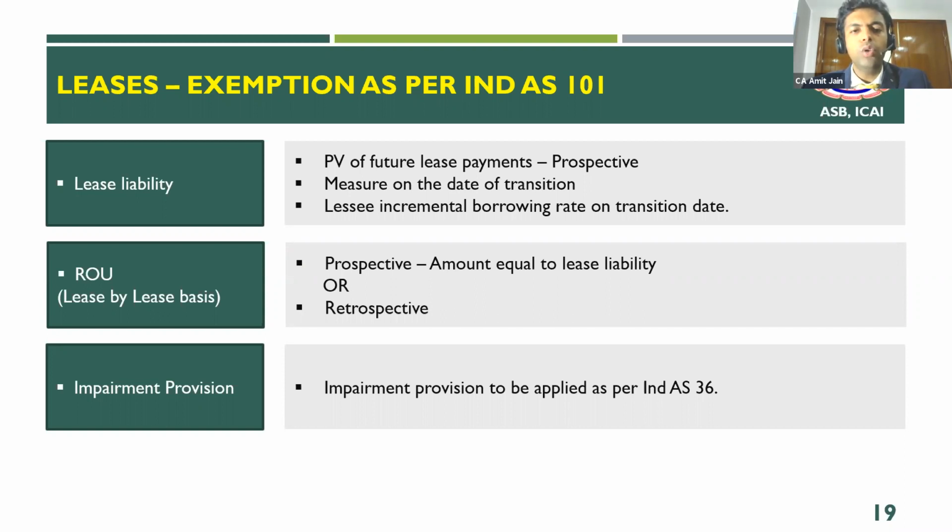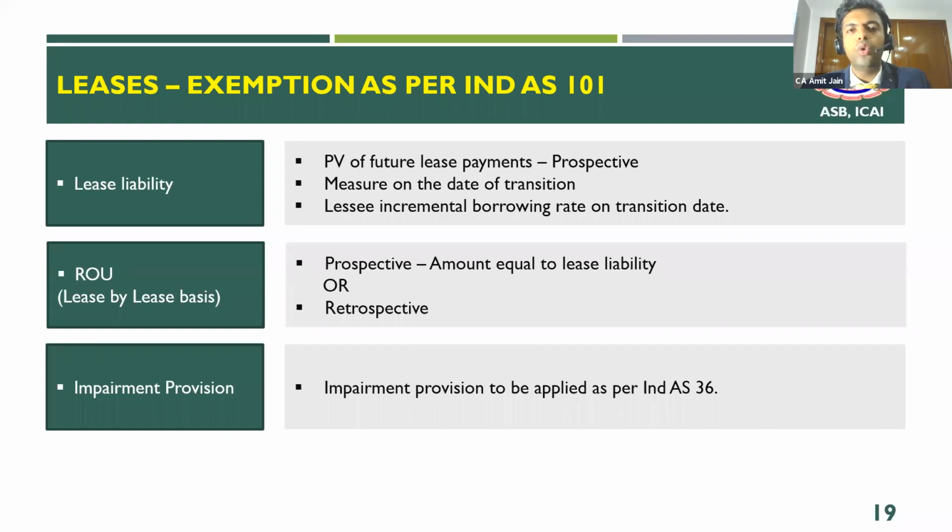And how to compute ROU? The company has an option either to compute the ROU retrospectively or at an amount equal to the lease liability. That means whatever amount the company has got as a lease liability, that will be assigned as the ROU. That is the first option. Or the company can apply IND-AS 116 retrospectively in order to compute the ROU asset. Right, so this is the way the company should account for IND-AS 116 on the transition date. Right, these are the optional exemptions. That means it is a choice given to the company whether to adopt these exemptions or not.